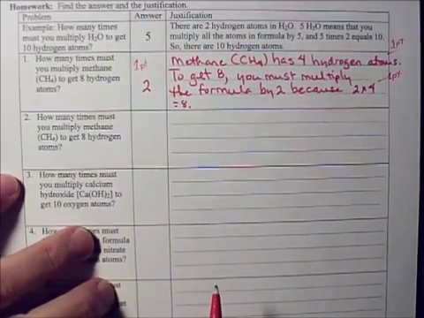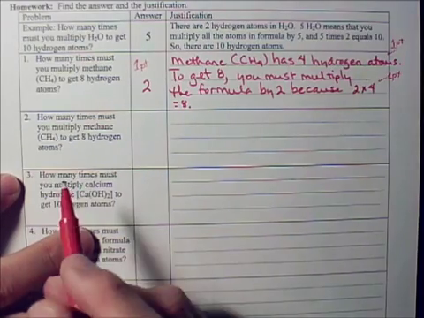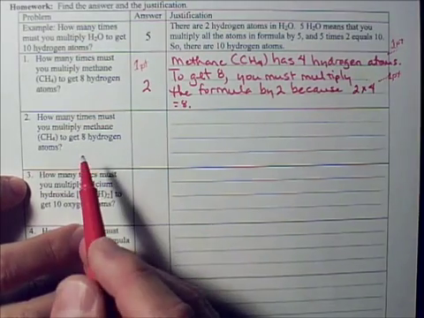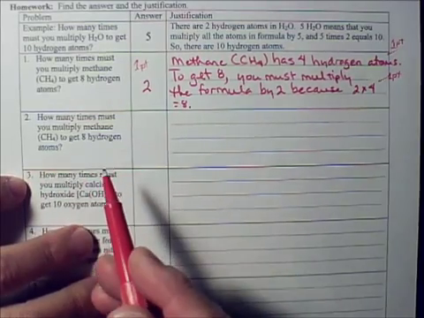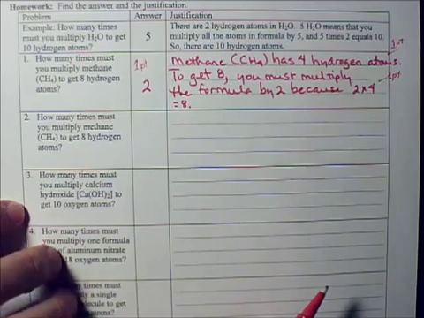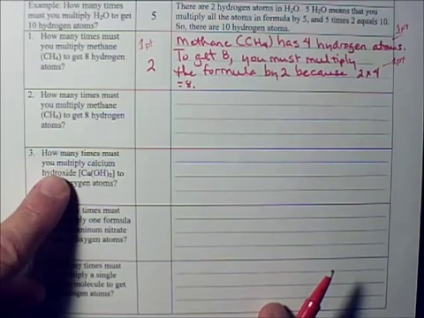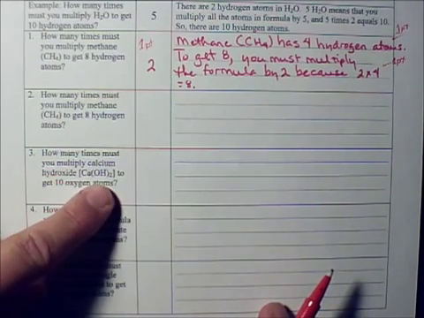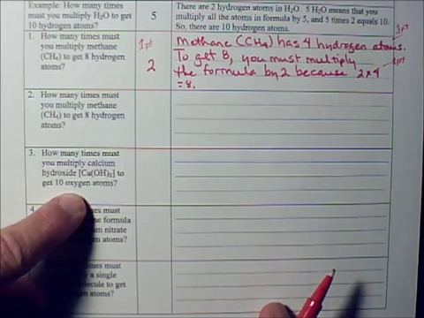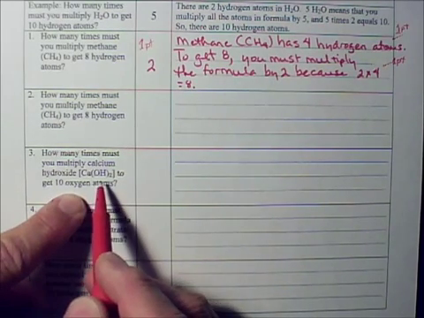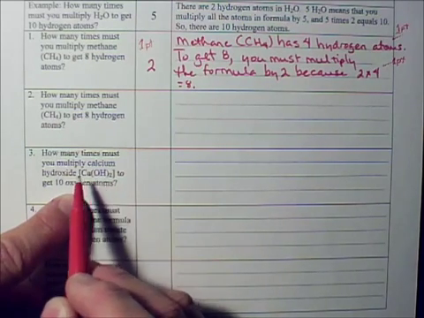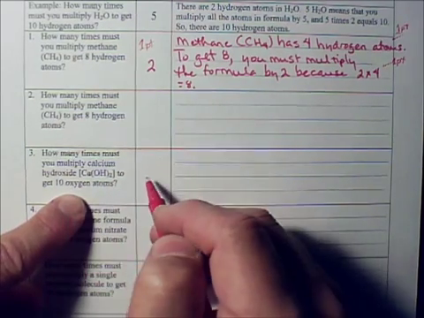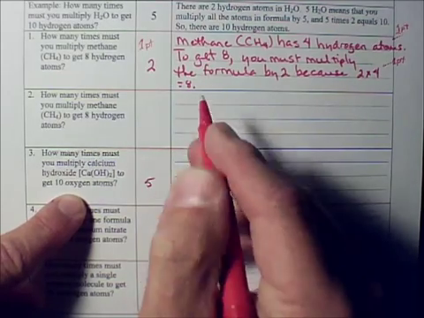We've already gone over that. Number two we're going to skip over because I failed to make it a different problem. It's the same problem. So number 3, how many times must you multiply calcium hydroxide to get 10 oxygen atoms? 5 times. There are 2 oxygen atoms in the formula. To get 10, we multiply it by 5.